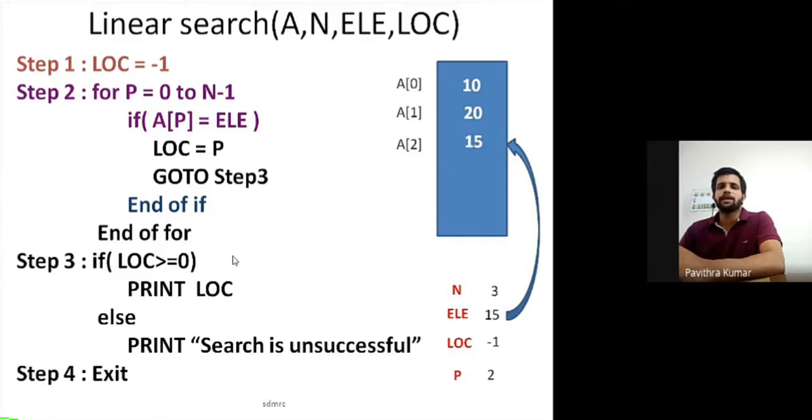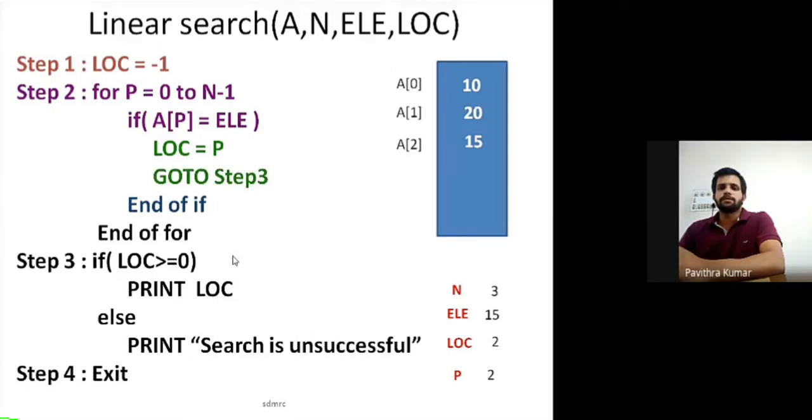Now, what is the current value of p? That is 2. So the location value is changed. So LOC is equal to p. It is changed to 2. The next statement is go to step number 3. I'm directly coming out of the for loop.